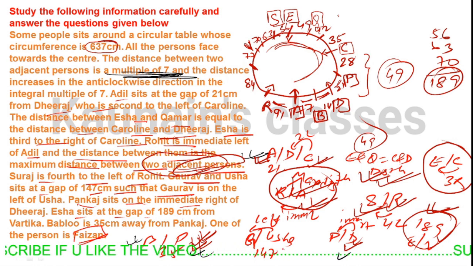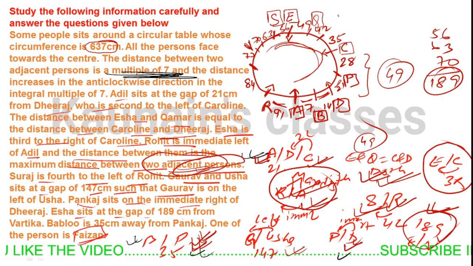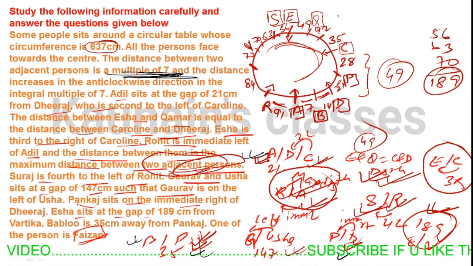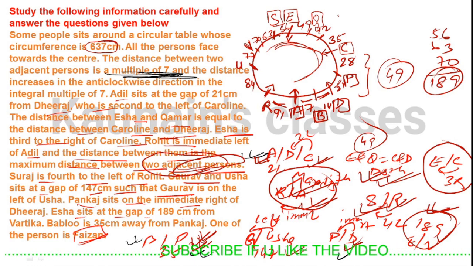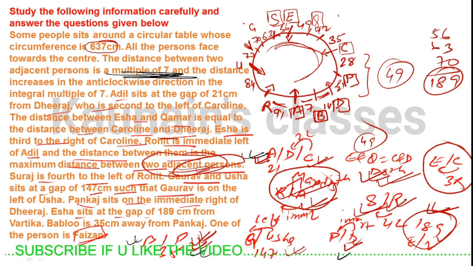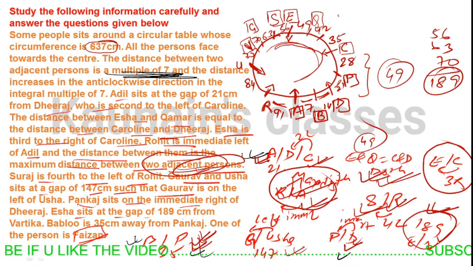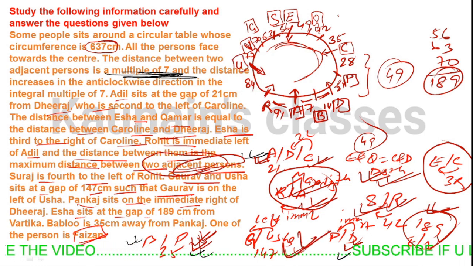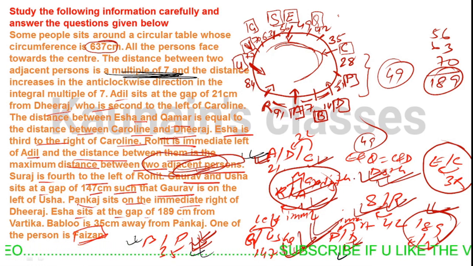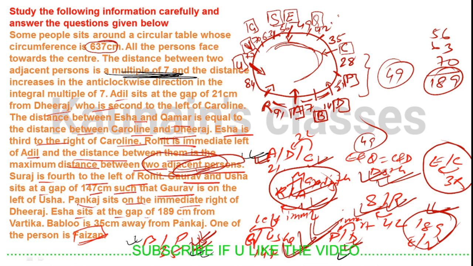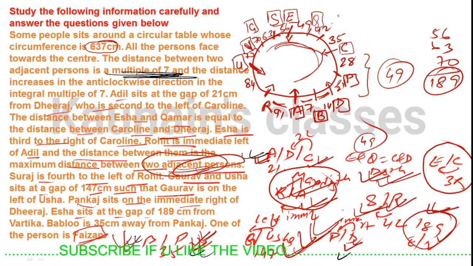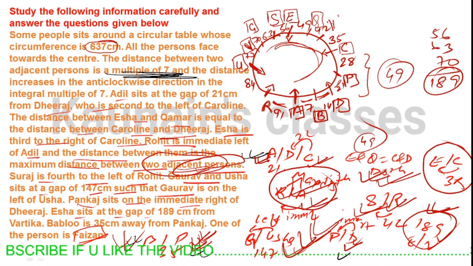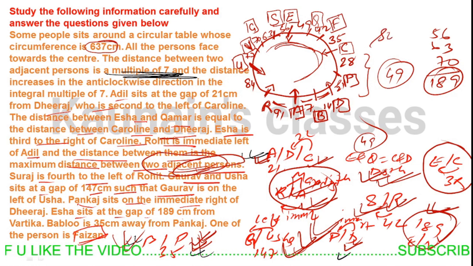Okay, we know that Usha's left is Gaurav and they are 147 centimeters apart. So this would be Usha and she will be facing inside, and first left, second left, this would be Gaurav, and the distance between them would be 147 centimeters. So this is also placed. Only one person we are left to place. That person would be coming here. That person is Faizan. Okay, one of the persons is Faizan. So Faizan would be coming here. Okay, so we have solved this question.